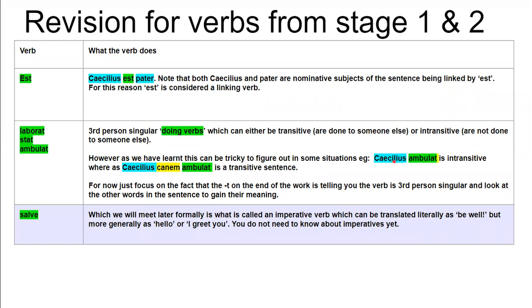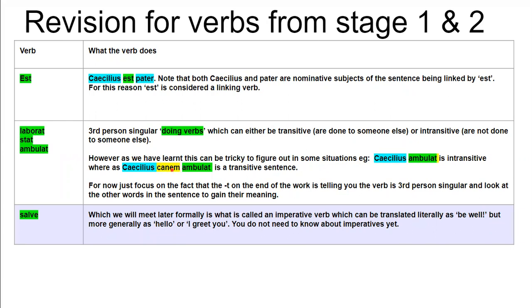For example, Caecilius ambulat, Caecilius walks. That is intransitive. There's no direct object to that. If you're saying that Caecilius is walking a dog, then the receiver of the action of walking is the dog, and that's why it's in the accusative right there.